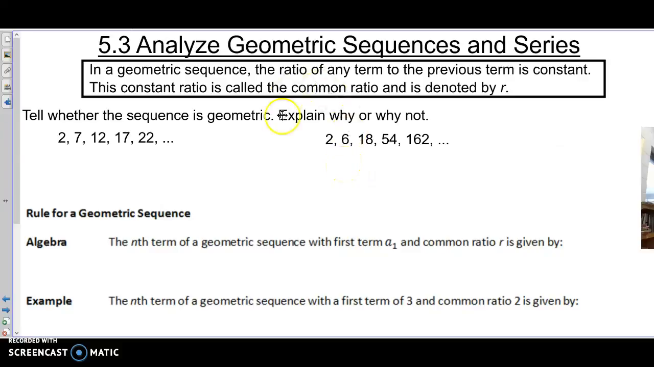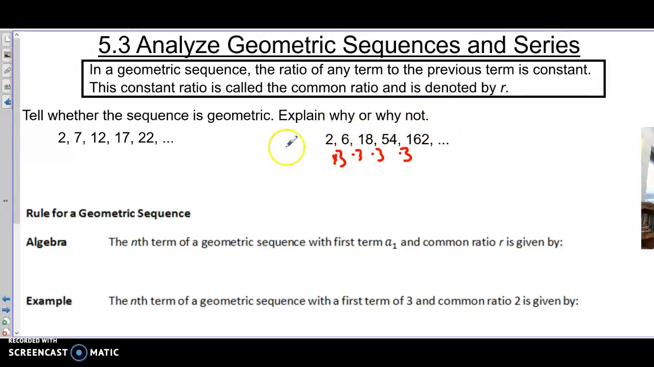Okay, so take a look at this sequence right here, 2, 6, 18, 54, etc. The pattern as I move from one term to the next is I am continuously multiplying by 3. 2 times 3 is 6, and 6 times 3 is 18, and 18 times 3 is 54, and 54 times 3 is 162, etc. Okay?